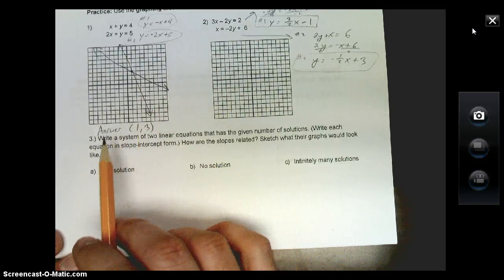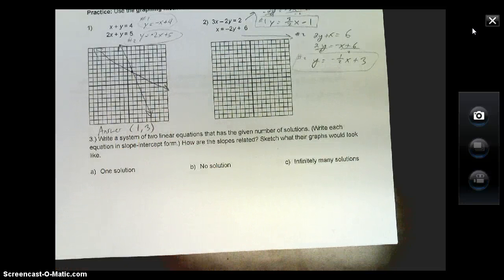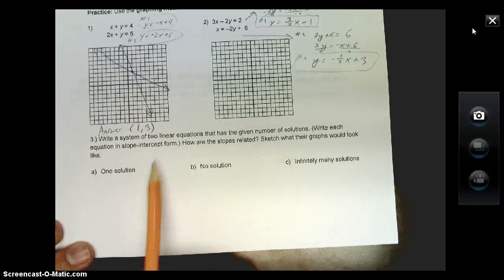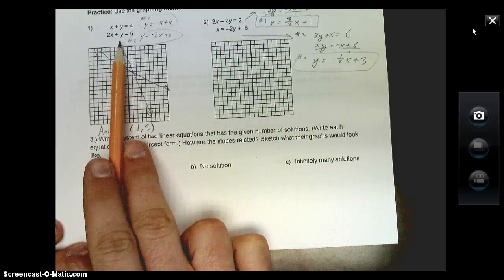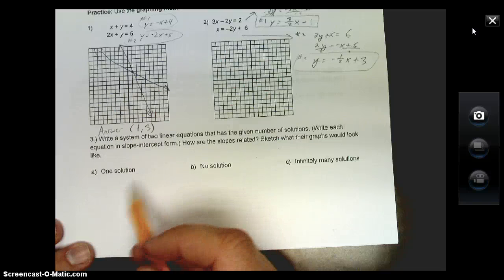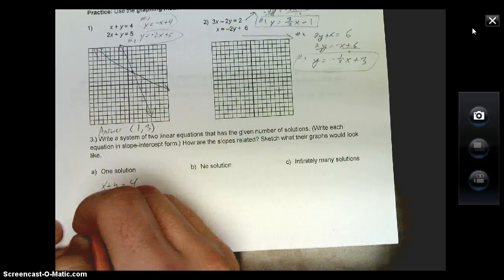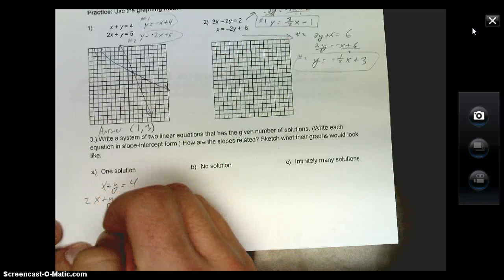So, number 3, write a system of two linear equations that has a given number of solutions. Write each equation in slope-intercept form. How are the slopes related? Sketch what their graphs would look like. Okay. One solution. If I wanted to have one solution, you could do something like right up here. I know I'm not coming up with anything brand new, but I could say something like x plus y equals 4, 2x plus y equals 5.